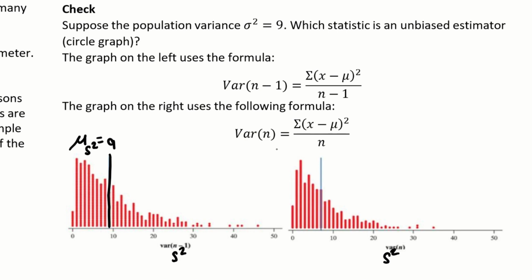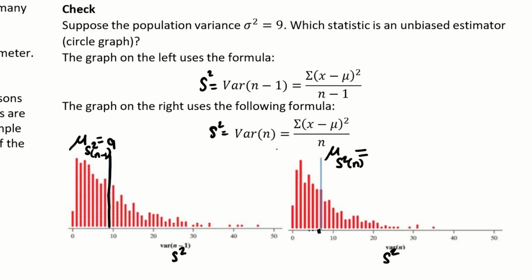And then the mu of S squared, and I'm going to put here n minus 1, and then this one S squared n of n, okay? Here, the mu S squared is actually going to be not 9, but smaller than 9, right? 1, 2, 3, 4, 10, so it's actually going to be about 7 right here.